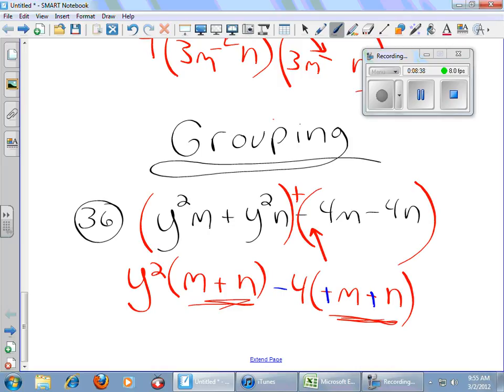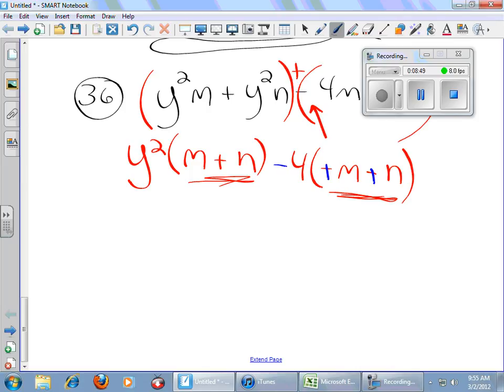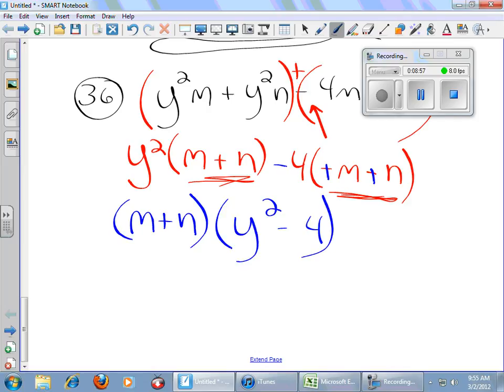And now I have y squared times the quantity of m plus n. Then I have minus 4 times the quantity of m plus n. And look at that, I repeated myself. The two underlying quantities now match. I can GCF them out. M plus n times the quantity of y squared minus 4. And I'm done!